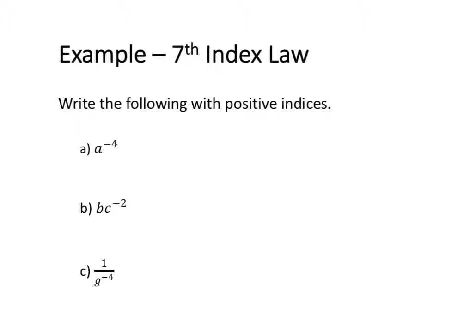So we want to write the following with positive indices. The first one, a to the power of negative 4. It's already in the numerator, so we want to move it down to the denominator. So that is going to become 1 divided by a to the power of 4.